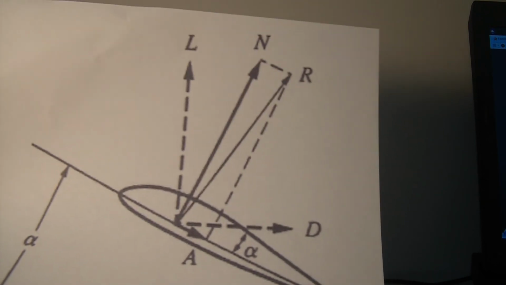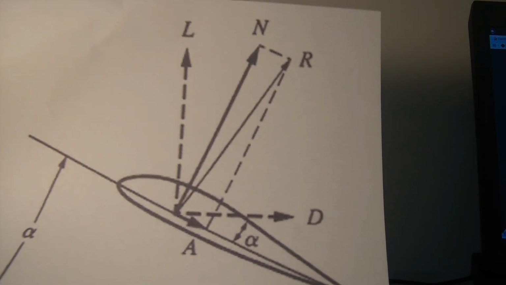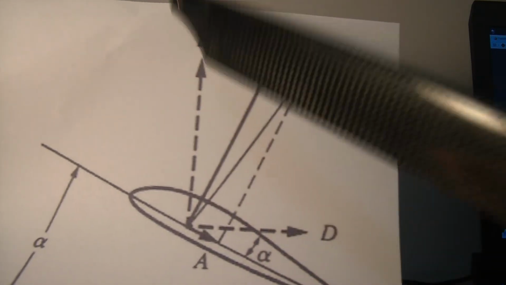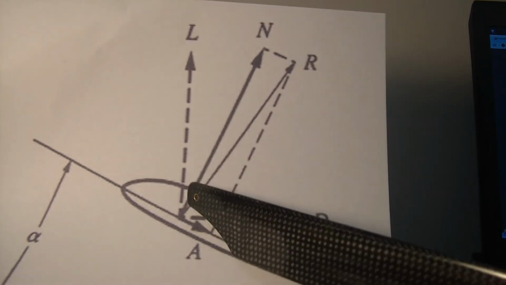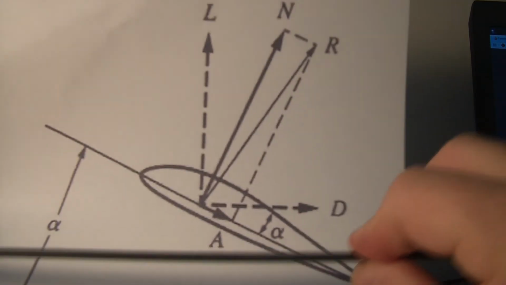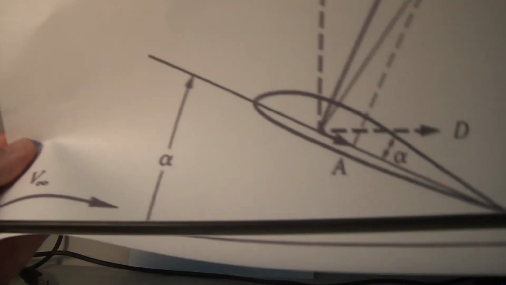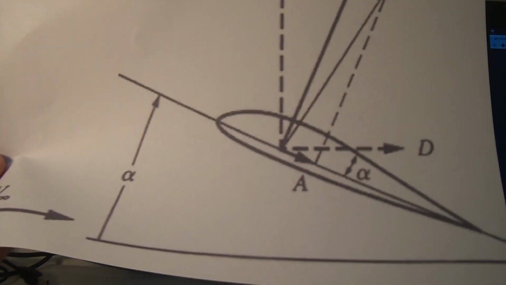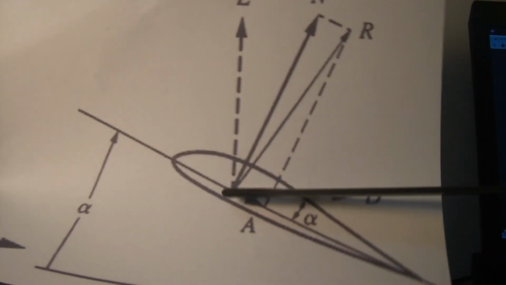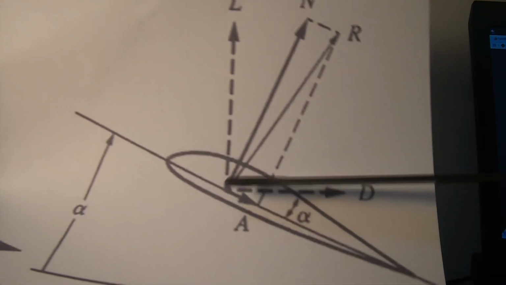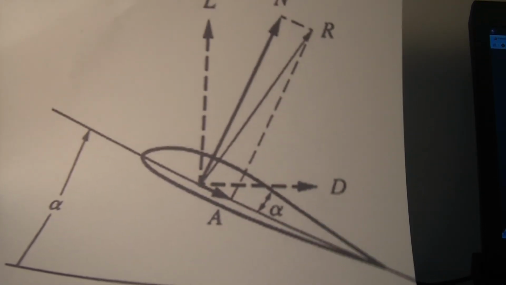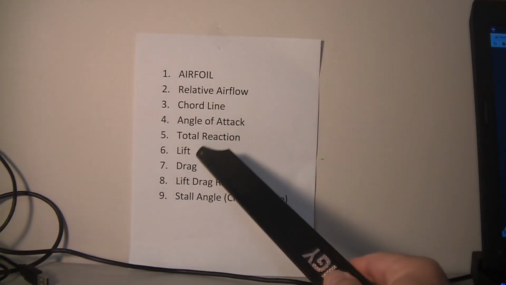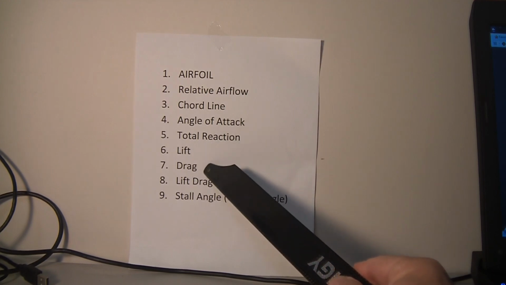The total reaction is then divided up, for explanation purposes, into two different forces. One is the lift and the other is the drag. The lift is always resolved to be at 90 degrees to this relative airflow. So the airflow is coming in and the lift is resolved at 90 degrees to that. The drag is resolved parallel with the relative airflow. So on our aerofoil, on our rotor blade, we now have two forces that we need to consider: one is the lift and one is the drag.